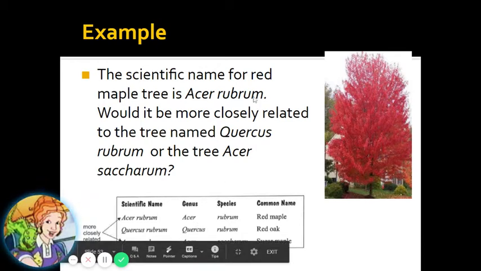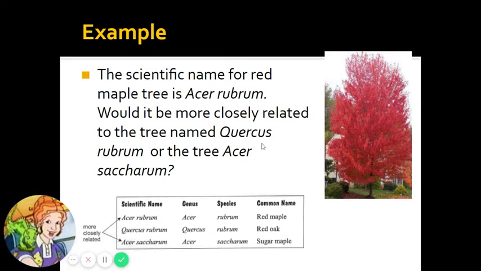This is the red maple, like I said. Acer saccharum is the sugar maple. And since those are both maple trees, they're going to be more closely related than Quercus rubrum. The reason this is called Quercus rubrum, this is an oak tree, but it's a red oak. So rubrum means red. So in this case, rubrum is just kind of a descriptive thing, and it's not indicating that they're more closely related. So look for that genus to see if they're closely related or not.